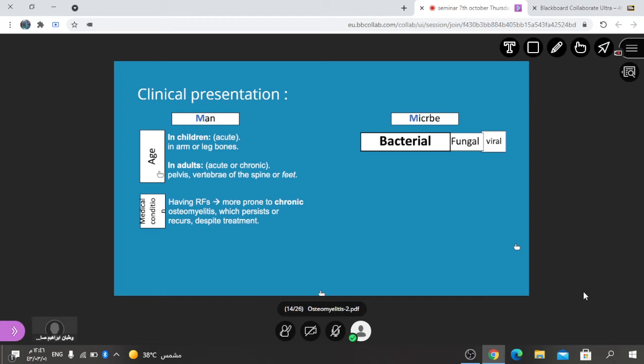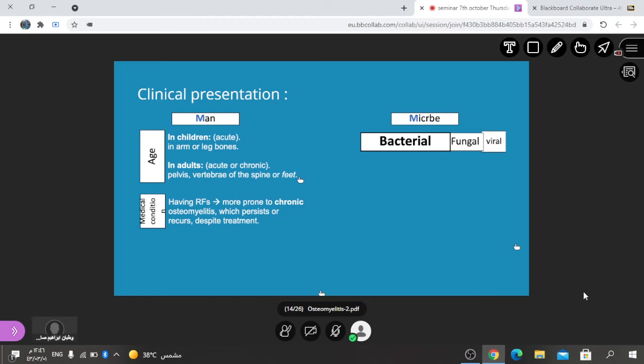The age of the host: mostly in children, we have acute osteomyelitis, and the site of the affected bone will be in the arm or the leg bones. Whereas in adults, we have acute or chronic osteomyelitis. The sites are the pelvis, vertebrae of the spine, or feet. The feet mostly in the diabetic patient.